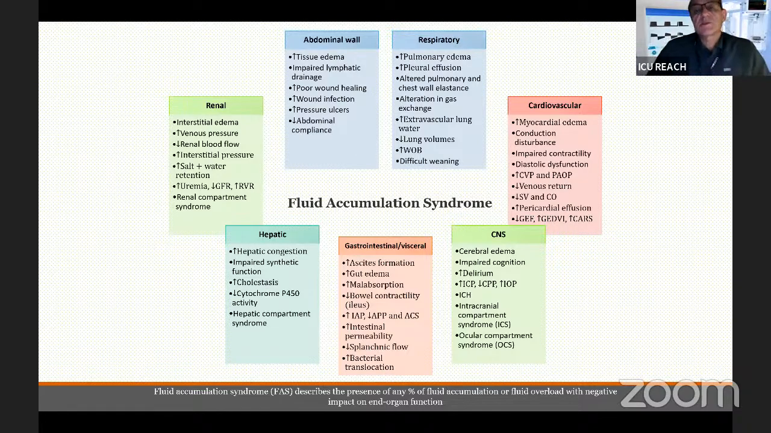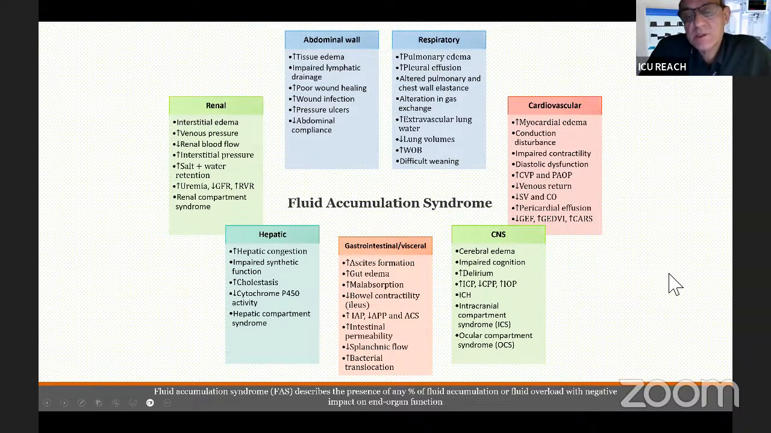In the respiratory system, we're going to have increased rate of pulmonary edema, pleural effusion, alteration gas exchange, and increased extravascular lung water. And the abdominal wall will have increased tissue edema, impaired lymphatic drainage, poor wound healing, increased wound infection, and decreased abdominal compliance.